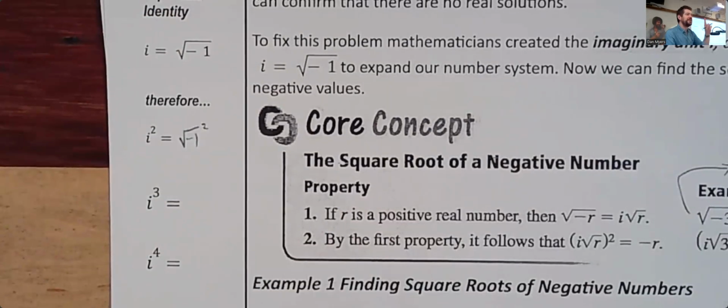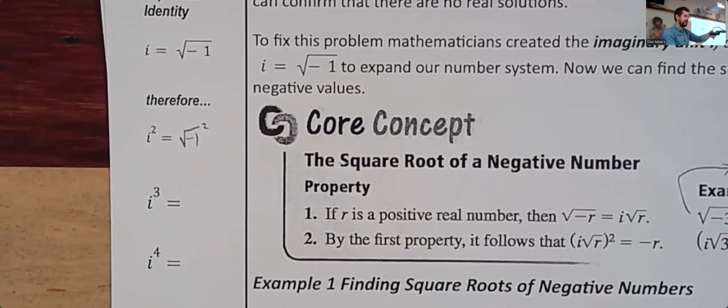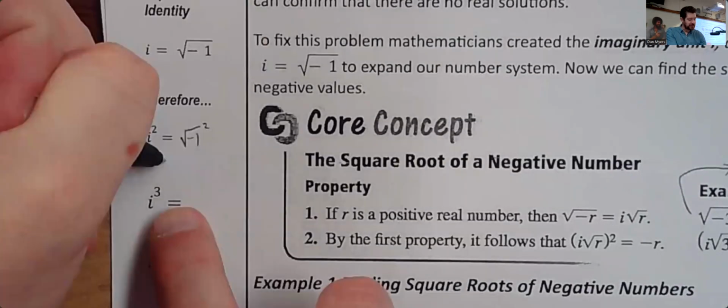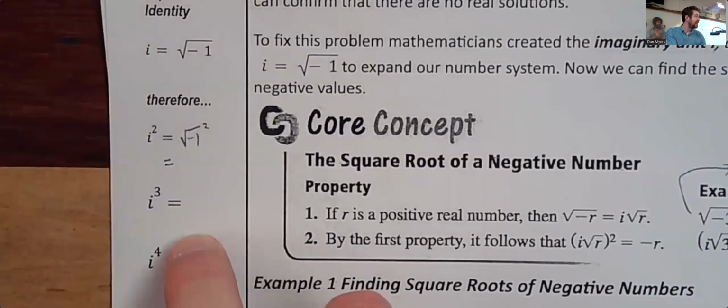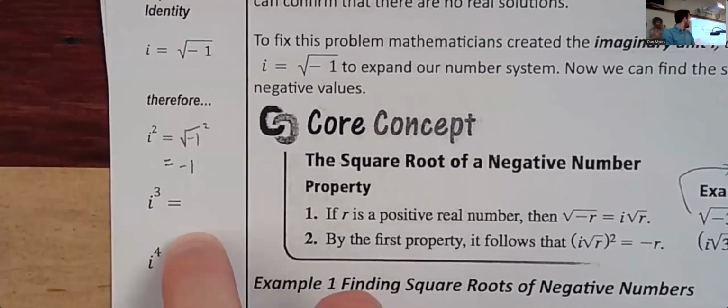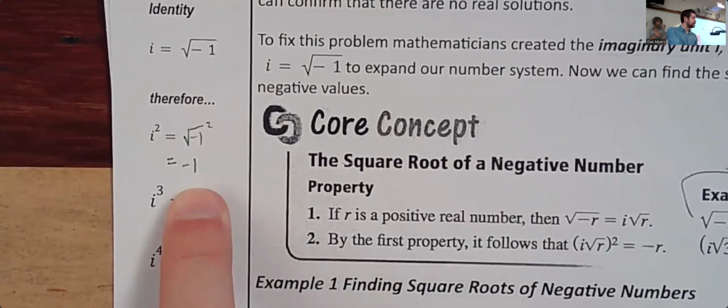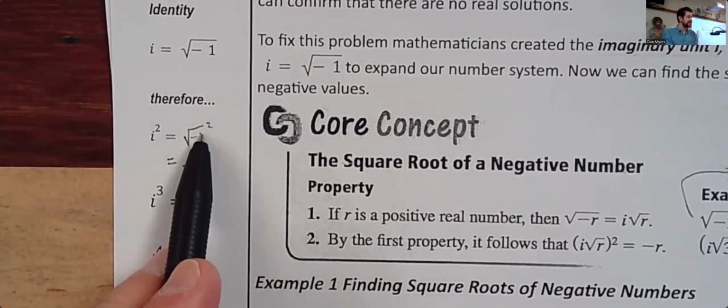Now, correct me if I'm wrong, but the square root and the square are inverse operations, right? They undo each other. So when you square a square root, you're left with the thing that's under the square root. So what does i squared equal then? Negative 1. This is kind of a weird thing, because when you square an imaginary number, you end up with a real number. Squaring an imaginary number results in a real number because the square and the square root cancel each other out.